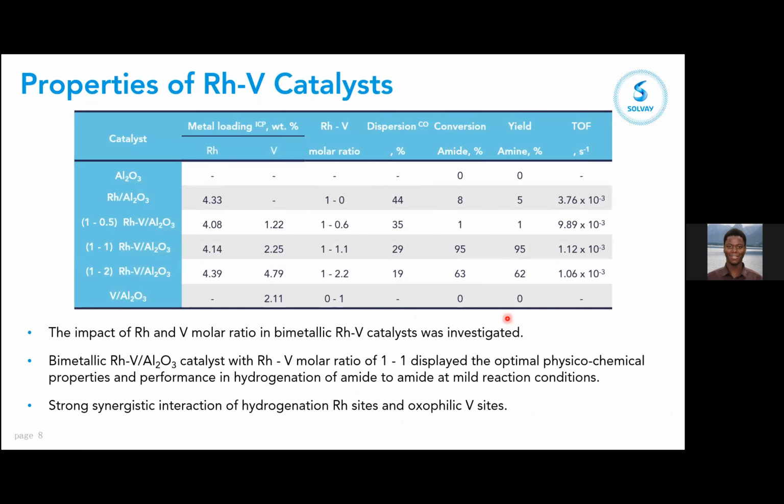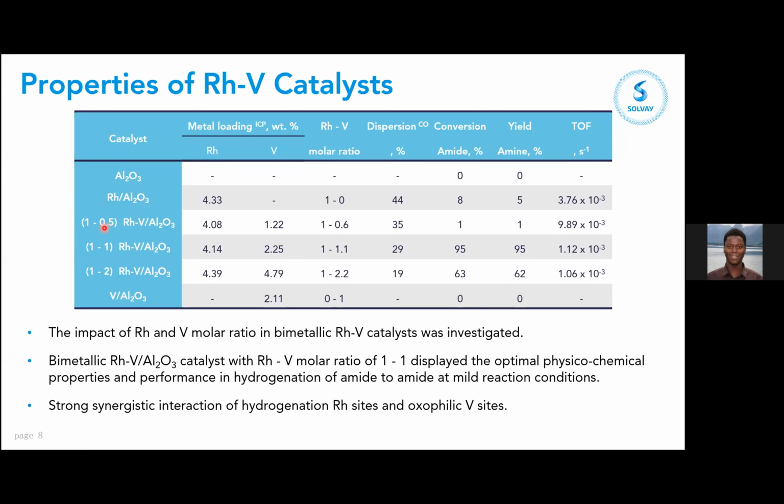So in this slide, it shows some different physicochemical properties of the rhodium vanadium catalyst. And we further conducted a systematic study to show the direct impact of the rhodium and vanadium in the bimetallic catalyst, starting with only the support material, alumina, which has no activity at all. And with the rhodium, we see some slight activity at 4 weight% of rhodium on the supported metal catalyst.